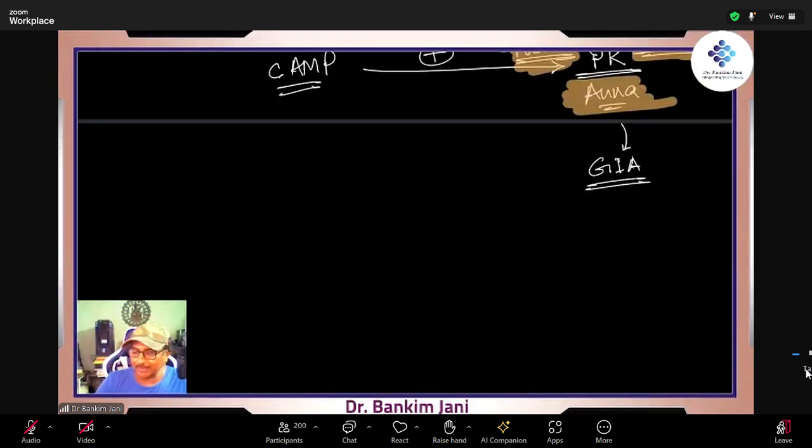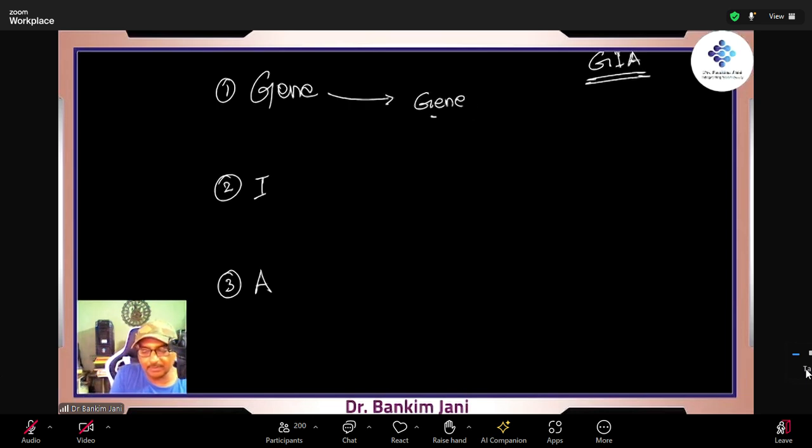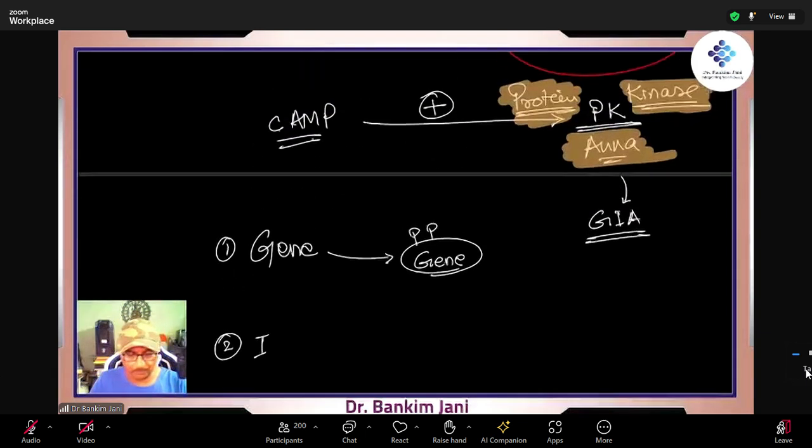What is the work? This is the work, G-I-A, 1, 2, and 3. Three functions are done by protein kinase in the presence of cyclic AMP. The first is what? Gene. It will activate the gene by phosphorylation. So phosphates are now sitting there. It is done by cyclic AMP, and the protein kinase would stimulate. Protein kinase will start this process, and that is what is called phosphorylation.